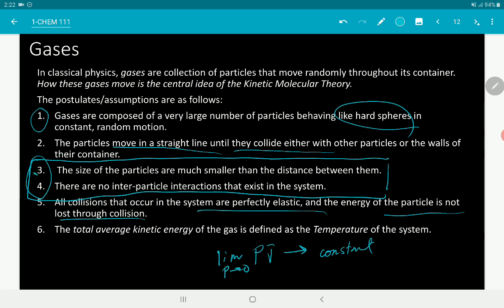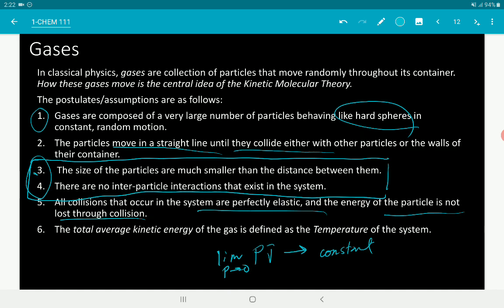Kasi, nagkakaroon ka na ng comparison dun sa volume ng system tsaka sa volume ng particles mo. Sobrang laki na ng volume ng system compared dun sa volume ng particles dahil mababa na yung pressure. Ibig sabihin, konti na lang yung particles sa system. Napakalayo na ng mga distances sa isa't isa, so negligible na yung kani-kanilang volume. Number 4, there are no interparticle interactions. Since magkakalayo na yung mga particles, hindi na nila masyadong mararamdaman yung kanilang mga IMFA. So that's how you interpret the ideal behavior.